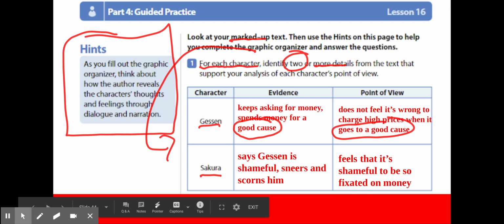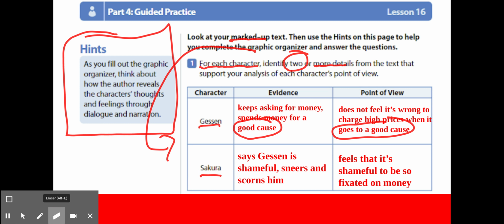Well, we've got where she actually says he is shameful, and she sneers and scorns him. She tells him it's shameful to discuss money, and then while they're at dinner and he brings the painting, she and all of those other highfalutin people are giving him a hard time for charging so much money, but she pays it. So that is our evidence of point of view for our characters. So let me clear my screen again.